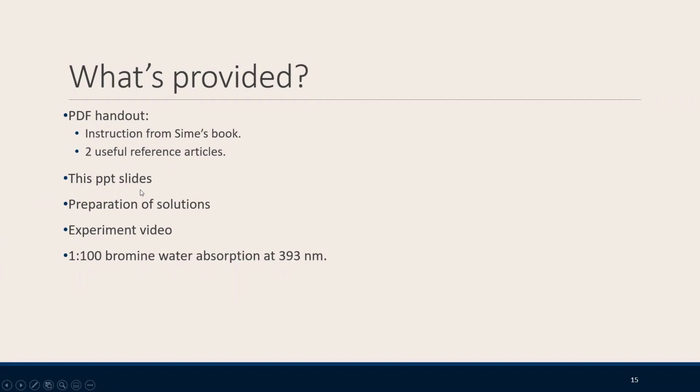And these PowerPoint slides are also on Canvas. There is a procedure of how to prepare the reactant solutions. Make sure you read that, because that contains information about the concentration of the reactants. Okay, there is also an experiment video that shows how this experiment is done in the lab. The 1 to 100 diluted bromine water has its absorption at 393 nanometers.